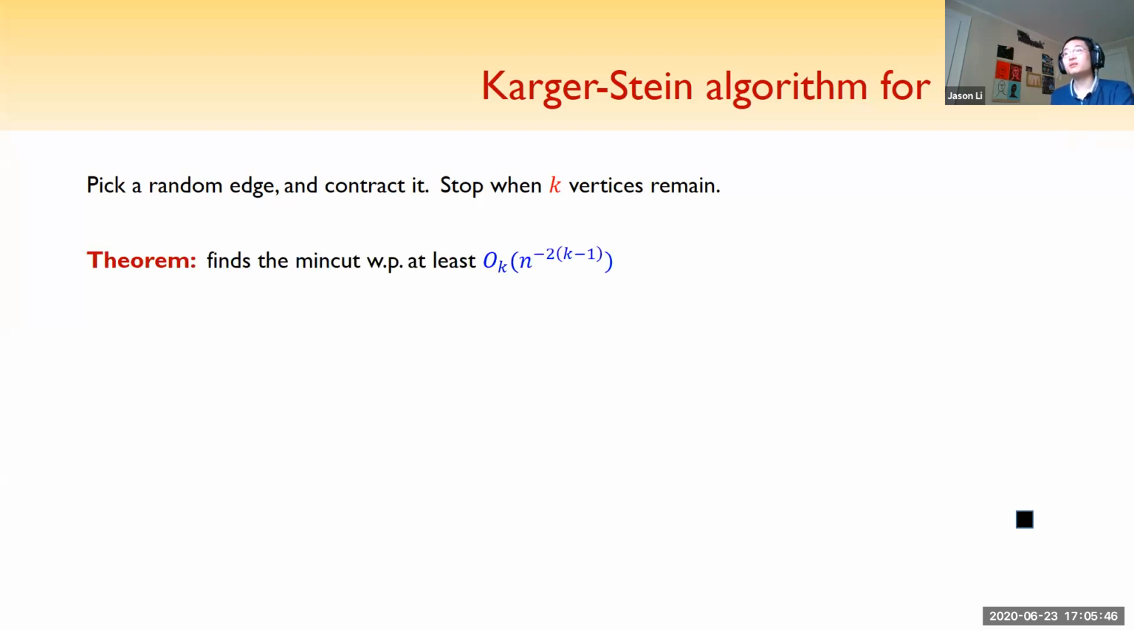Let us briefly go over the analysis that shows that this simple algorithm will find a given min Kcut with probability at least n to the minus 2k.